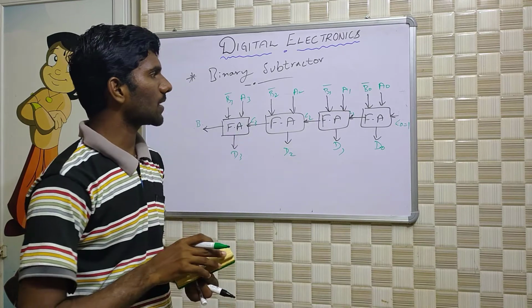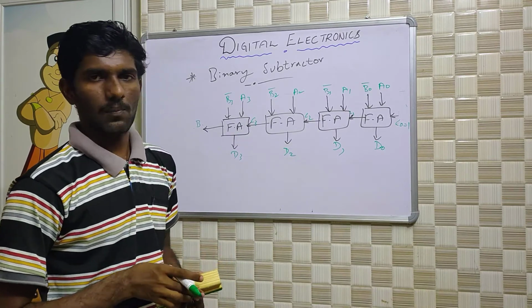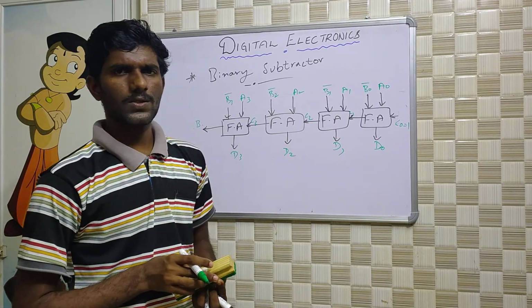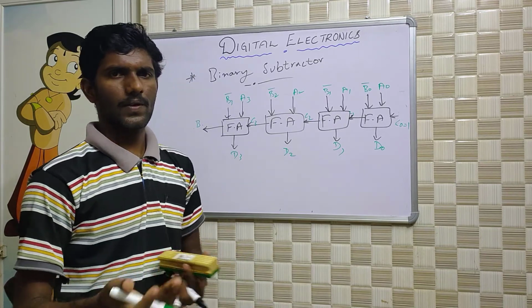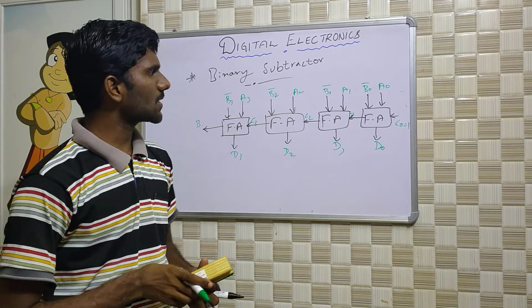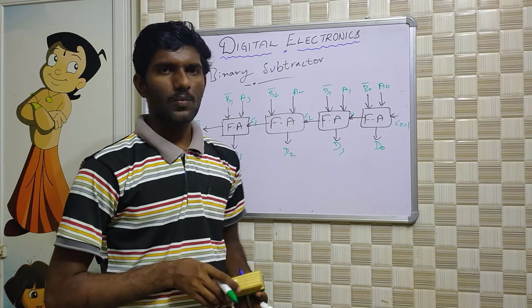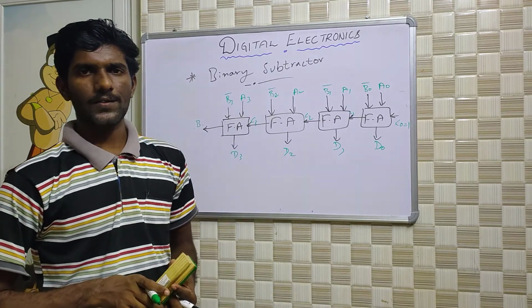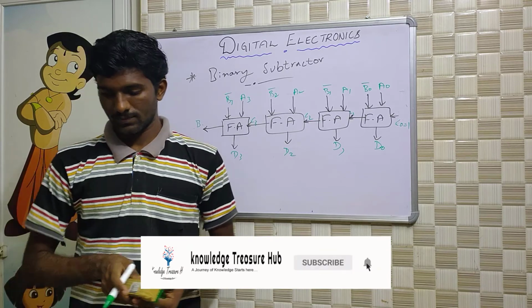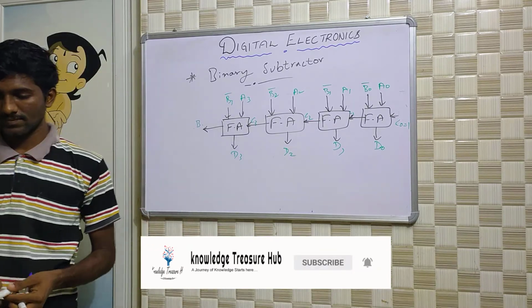So this is binary subtractor or full subtractor. This is the end of arithmetic circuits, right? Adders, subtractors, full adders, full subtractor. We'll see some more combinational circuits in the next classes. Stay tuned. Thank you.